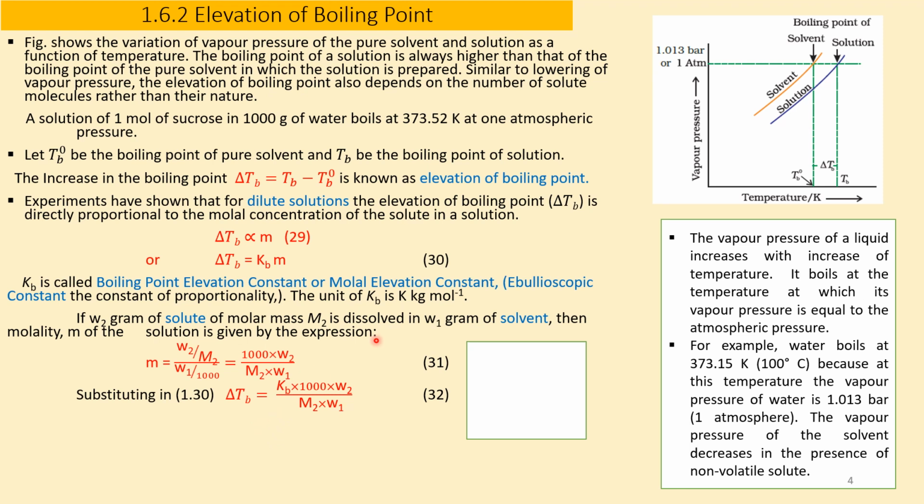Now recalling equation 30, we can write delta Tb is equal to Kb into m. The value of m is substituted from equation 31. That is, delta Tb is equal to Kb into 1000 into W2 divided by M2 into W1. Let it be equation 32.